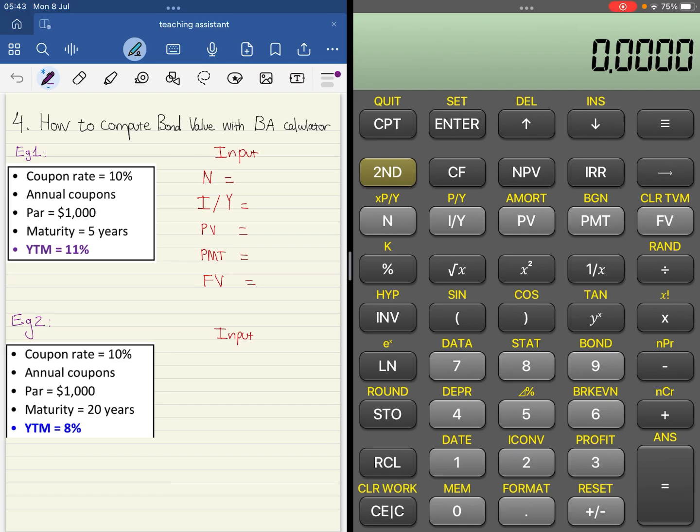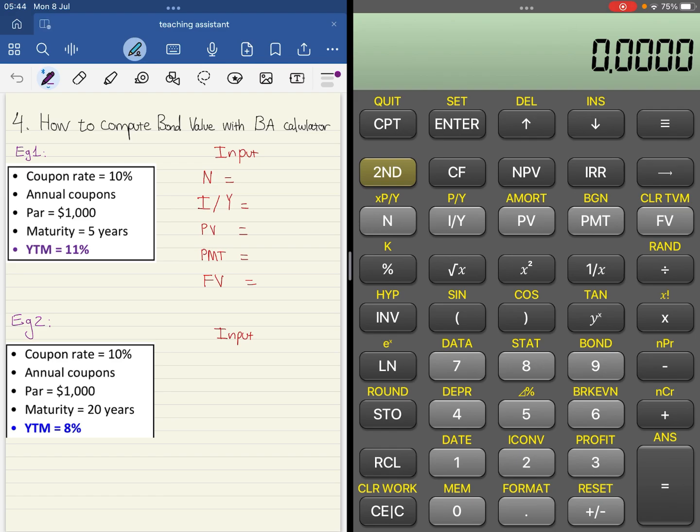Now that we already know the formula to calculate the bond value, let's try to do it on the BA calculator. Example number 1, we have the coupon rate of 10%. The coupons are annual, which means you're going to be paid annually. The par value is $1,000 and the maturity is 5 years. And the YTM, which is the market rate, is 11%. I just told you to make sure you don't make a mistake in differentiating between the coupon rate and the YTM. Here we can clearly see that the coupon rate is 10%, while the YTM is 11%. So there is a 1% difference.